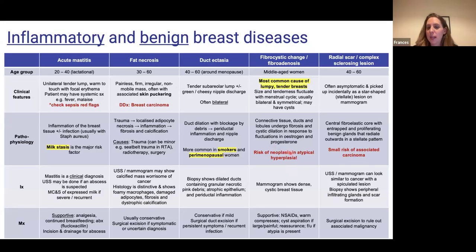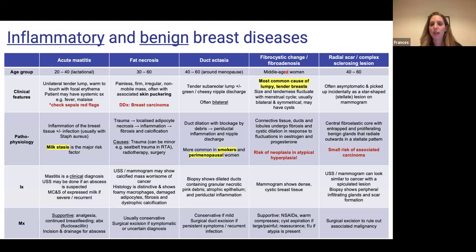There is a risk of neoplasia if it's atypical hyperplasia, but this risk is not really seen in the majority of patients, only if it's atypical, okay? Supportive measures like NSAIDs and warm compresses tend to be your management, cyst aspiration if it's large and painful. And if there's some kind of atypia present, then you'd consider follow-up.